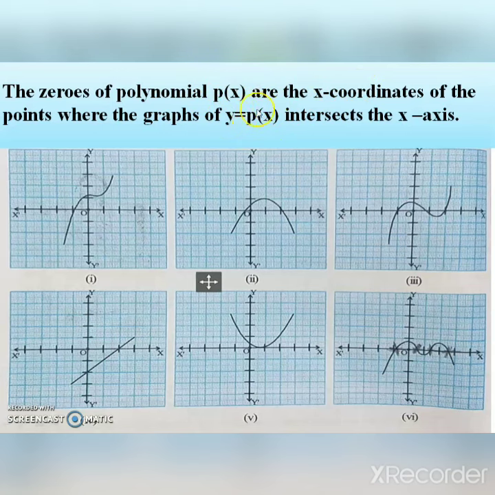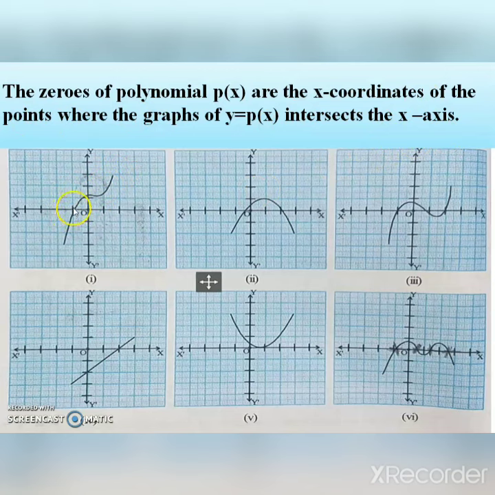P of x can be written as x cube minus x square plus 6, anything. Whenever the equation is in terms of x, that is p of x, then the zeros are the x coordinates of the points where the graph intersects the x-axis. For example, this curve is there, right? Where is it intersecting? It is intersecting at this point on the x-axis.